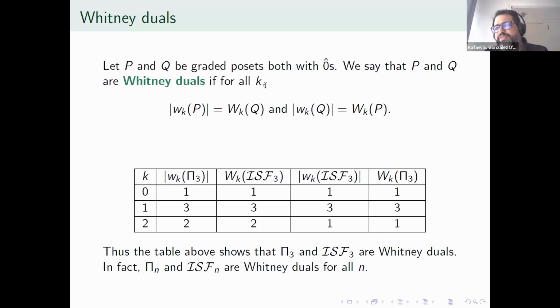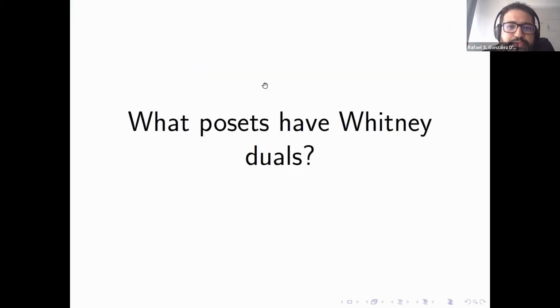You can prove this directly just by looking at the numbers. These are the Stirling numbers. Remember that these are the Stirling numbers of the first and second kind. It is not very hard to show that the Whitney numbers of the first and second kind in the poset of increasing spanning forests are also switched. So you can prove this directly. But I'm going to show you actually another proof of this.